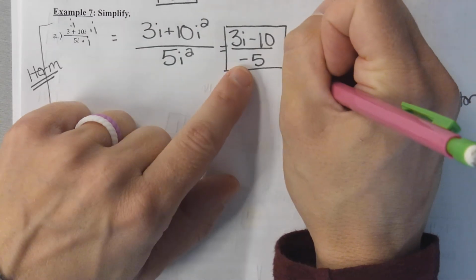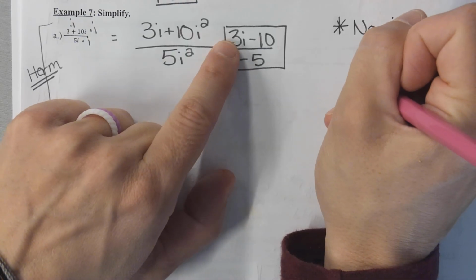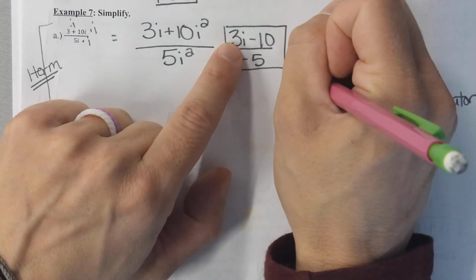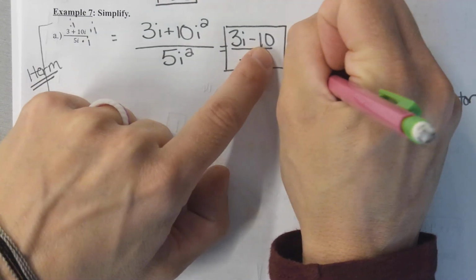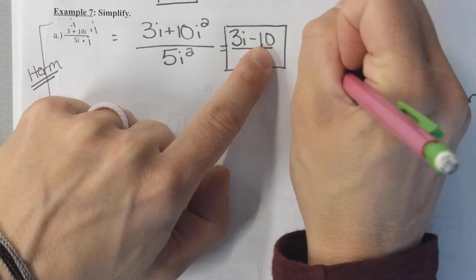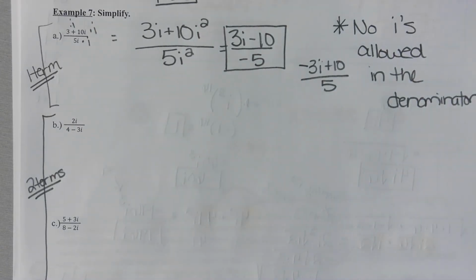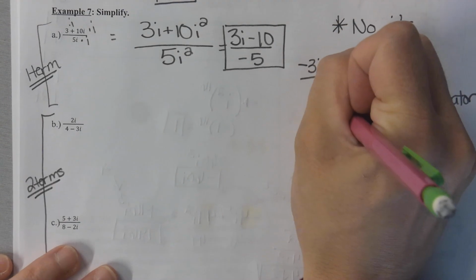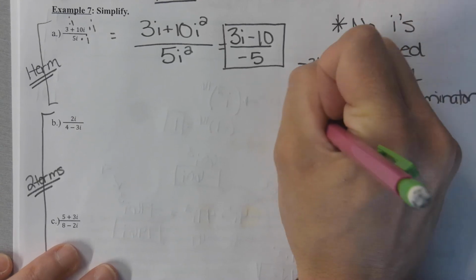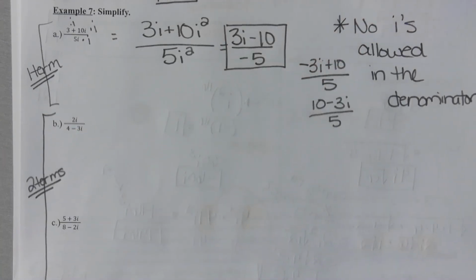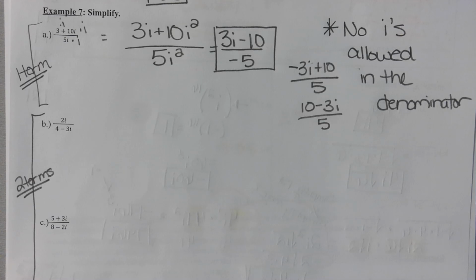You could also, like I said, if you want to divide the negative out so there are fewer negatives, you could get negative 3i. This would become a positive 10, and this would become a positive 5. So that would be another acceptable answer. Remember that the book likes the real part first. You could also write it as 10 minus 3i over 5. So that way it's in that order.